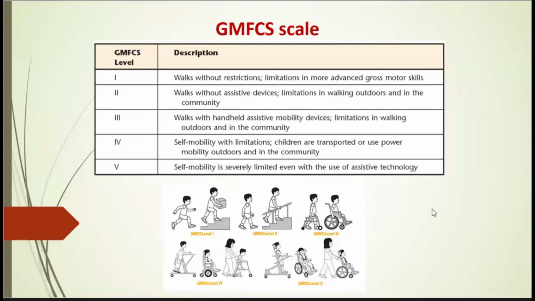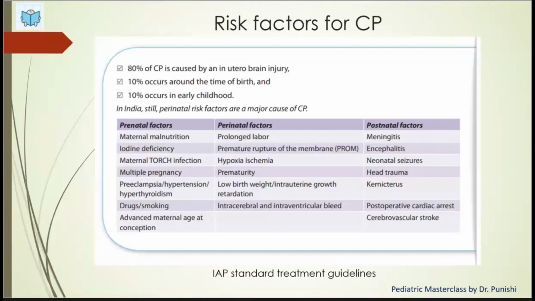Now, having discussed all of this history, what are the risk factors for cerebral palsy? It's very important to know that 80% of cases are caused by an in utero brain injury. 10% occur at the time of birth. That's what I said: a history of hypoxia, not crying at birth, requiring resuscitation, accounts for only 10% of those cases who will eventually develop CP. And 10% get involved in the first year of life, so the insult happens within the first year or the infantile period. So 80% in utero, 10% at birth, 10% within the first year of life.